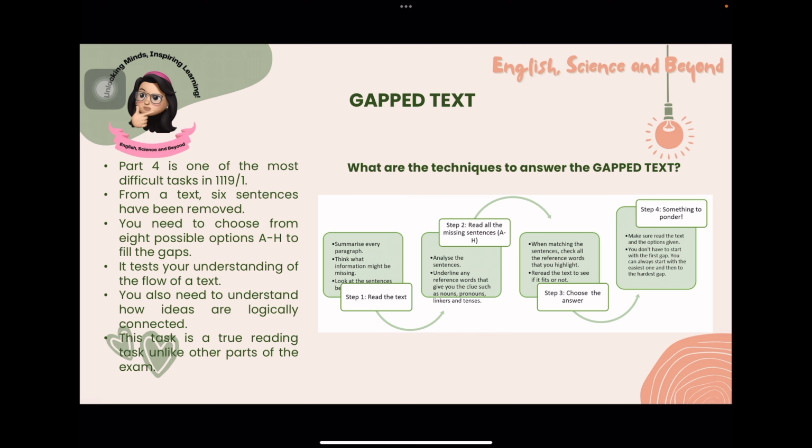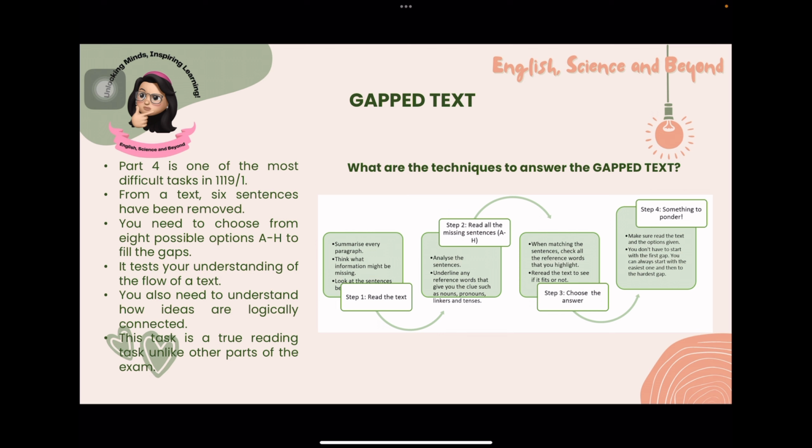So the first one is that you have to read the text thoroughly. As you read the text thoroughly, try to summarize every paragraph. Think about the main idea that the paragraph is conveying. And based on these ideas, you will have to think about what information might be missing from this gap text. After that, you have to look at the sentence before and after the missing gap.